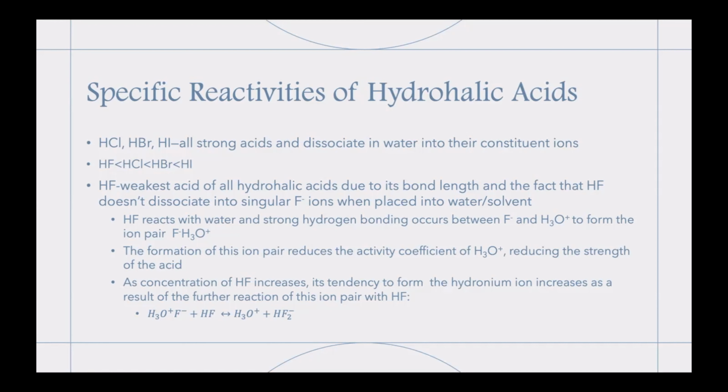The formation of this ion pair will reduce the activity of the hydronium ion in solution, reducing the strength of the acid. As the concentration of hydrofluoric acid increases, its tendency to form these hydronium ions increases, and the result is a reaction of this ion pair with hydrofluoric acid to produce another hydronium ion and then this HF2- ion.